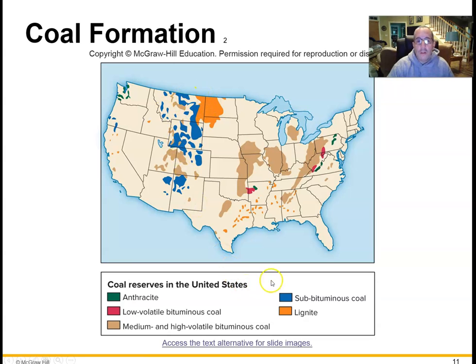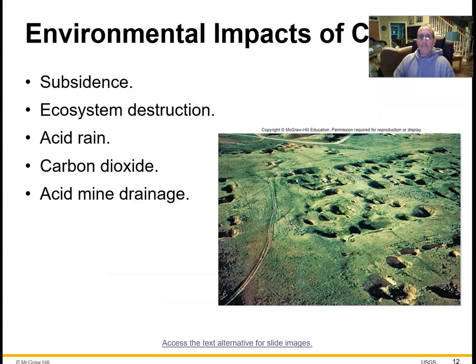You can see out west those blues and darker colors. Those are the really bad layers of coal. They pollute really bad when they're burned. They have a lot more VOCs in them when they're combusted, and those are not preferred, although they're a lot cheaper than the other types of coal.